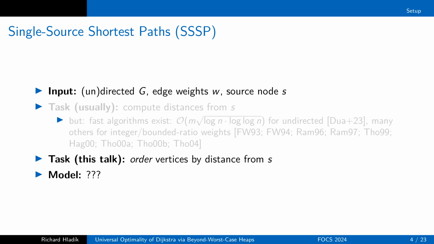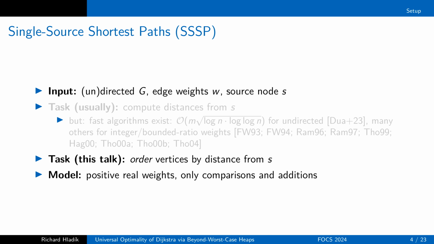And one more question is, in what model of computation are we? Do we have bit tricks? Are the edge weights real numbers? Are they integers? And actually, another nice property of Dijkstra is that it doesn't have any assumptions on the weights, except that they are positive. It doesn't even directly access them. It only needs to be able to compare them. And so let's make that a part of our assumption too.